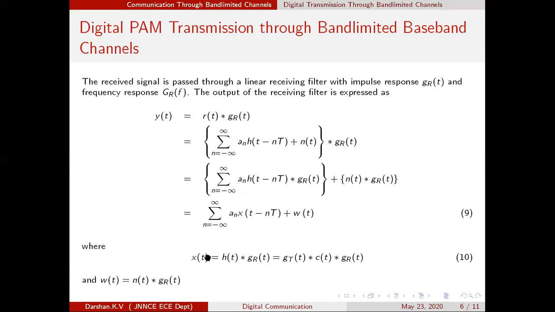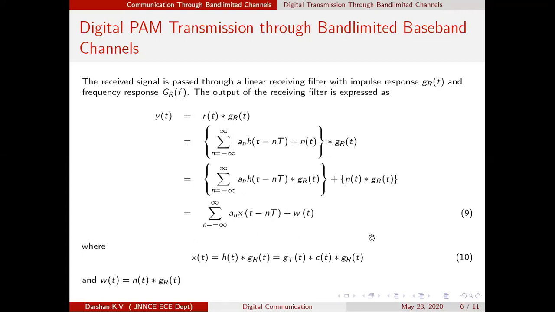So therefore, what can you observe this function x of t as? We can call this a time domain function. This involves the contribution of the transmit filter, the channel, and gr of t. If I say x, what is implied within x? The transmit filter, the channel, and the receiver filter.